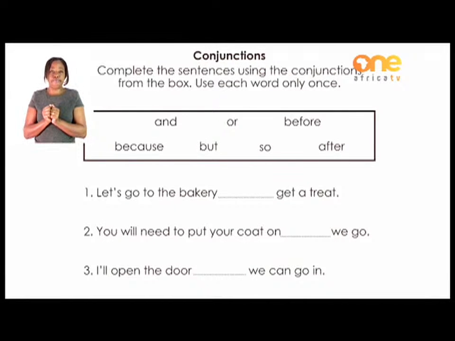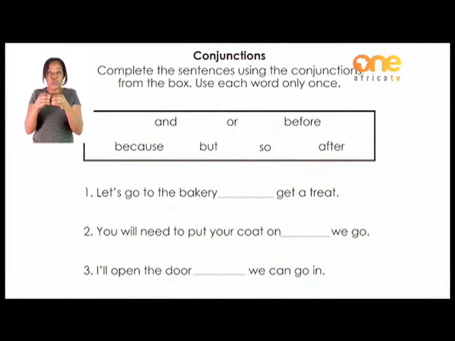And is used when you are adding some other information, in addition to what you have said already or what you have done already. What about or? Or is when you are given options, this or that. But joins two ideas which are opposites. They oppose each other. Then when you join those two sentences, you have to use a but.